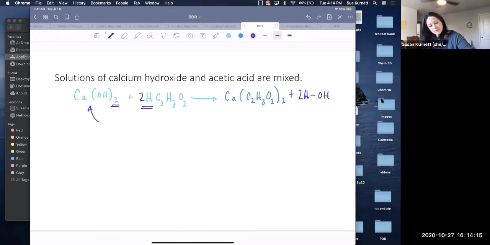1 calcium on the left, 1 calcium on the right. 2 acetates on the left, 2 acetates on the right. 2 hydroxides, 2 hydrogen ions would make 2 waters.